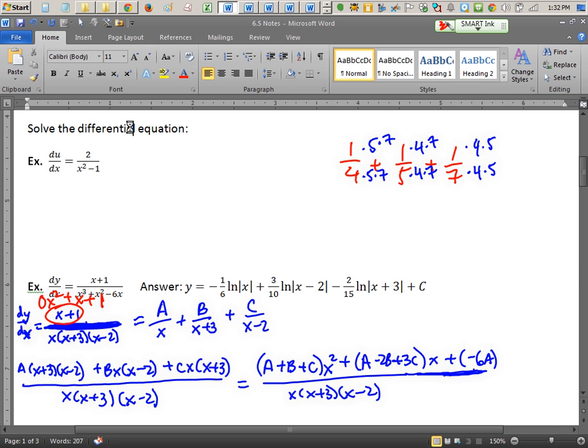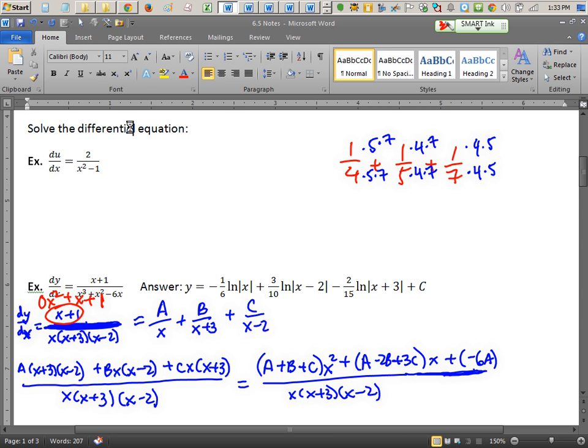Okay? So can you tell me what a plus b plus c is? 0. 0, correct. Can you tell me what a minus 2b plus 3c is? It should be whatever's in front of the x here. 1, right. And then here is your non-x garbage, 1. And that should equal this non-x garbage here. So we can see that negative 6a is just 1, a minus 2b plus 3c is also 1, and a plus b plus c is 0.